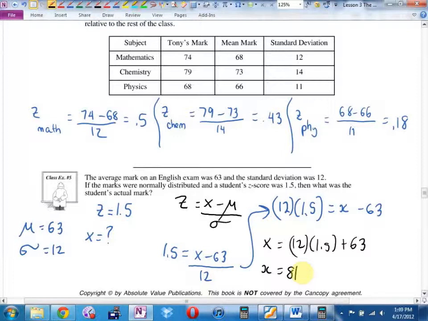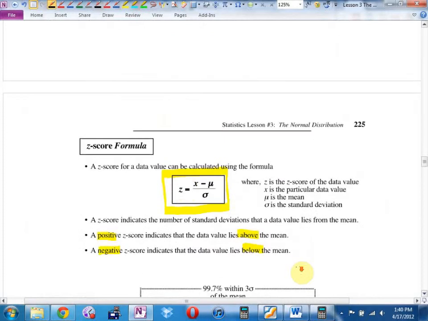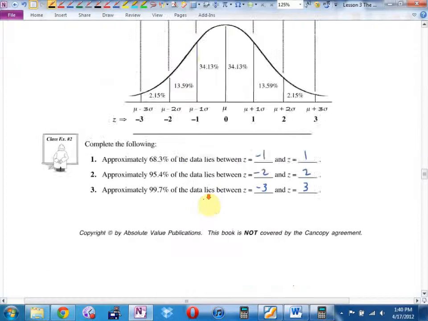What I'm saying, Shania, is this. Looking at the z-score equation, there are 1, 2, 3, 4 variables. I think I can give you any 3 and ask you to find the 4th one. Okay? Let's try another one. Turn the page.